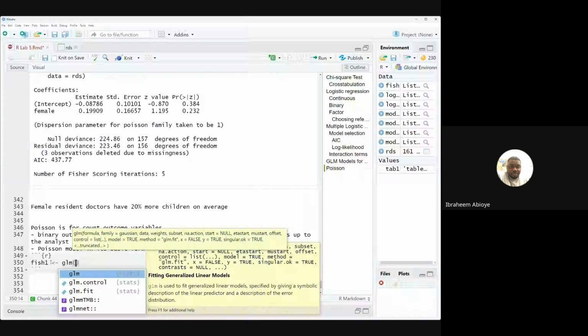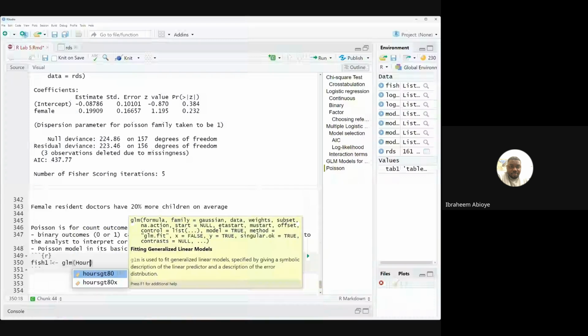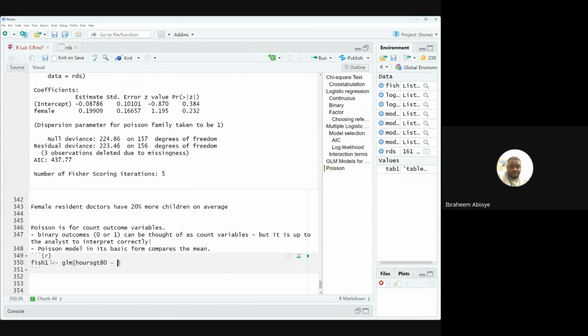If the outcome is hours greater than 80, which is a 0-1 variable for sure, and the exposure is whether a person is female or not, and the data is RDS, which is just our data set that we're using, we'll specify the family as Poisson and the link as the log. In this case, this is a binary variable 0-1, and we're asking R to obtain for us the risk ratio.